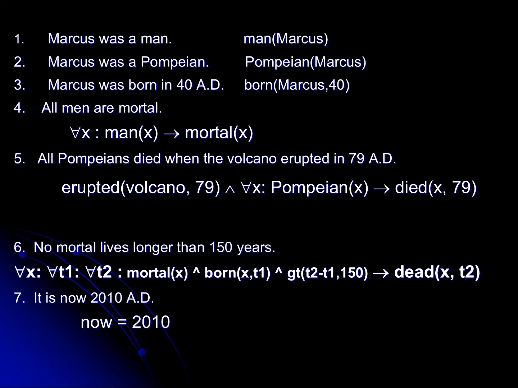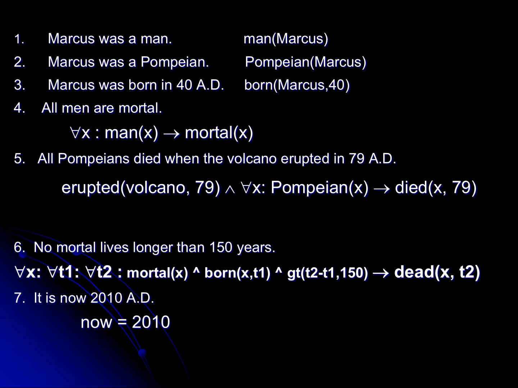Here some more statements are given and their representation is also given. I will give you an idea about this. Marcus was a man can be represented in WFF as man of Marcus. Marcus was a Pompeian can be represented as Pompeian of Marcus. Marcus was born in 40 AD can be represented as born Marcus, 40. Even if you avoid AD, it is not a problem.